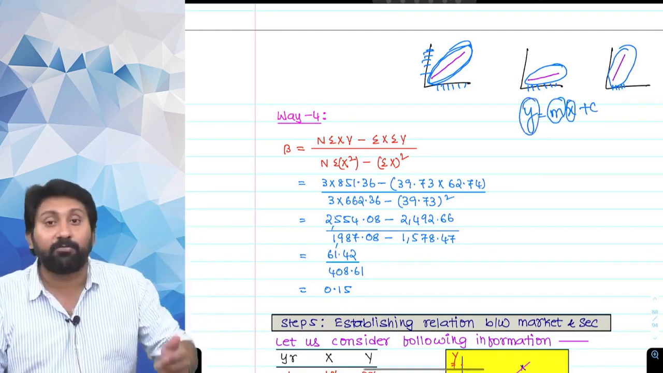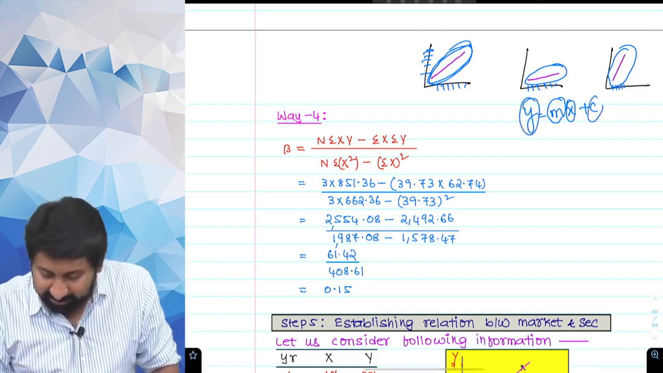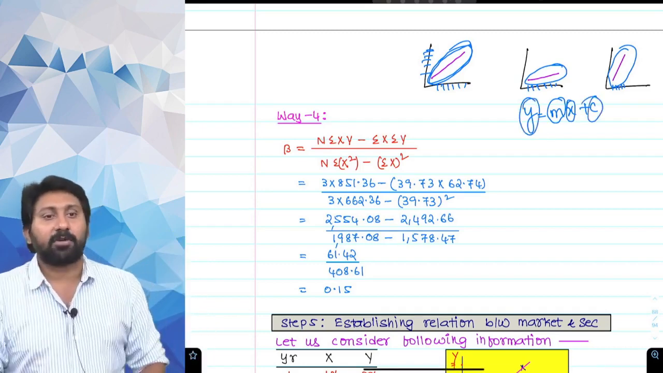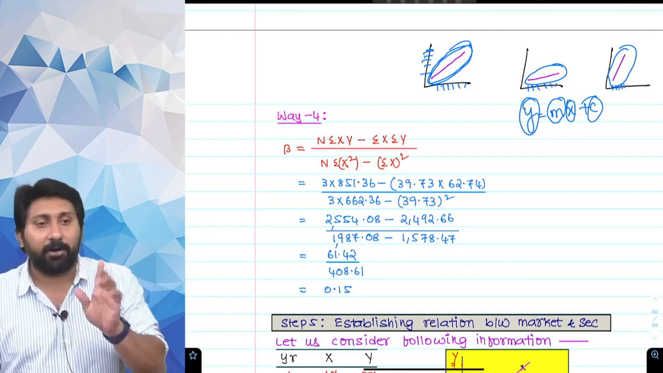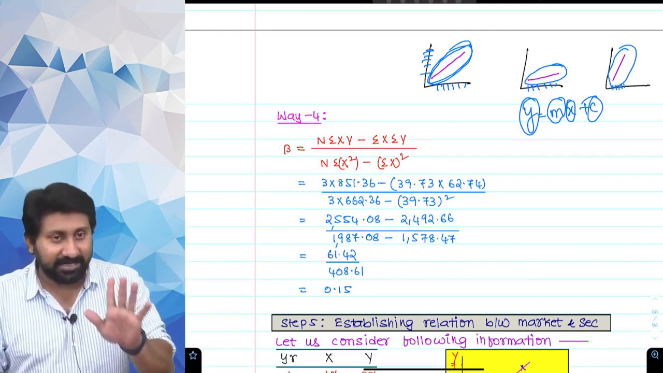What is y? Influenced variable. What is c? Constant. Sir, what is this constant? That's called a constant, the intercept. I will explain every point very clearly as if this is a mathematics class.